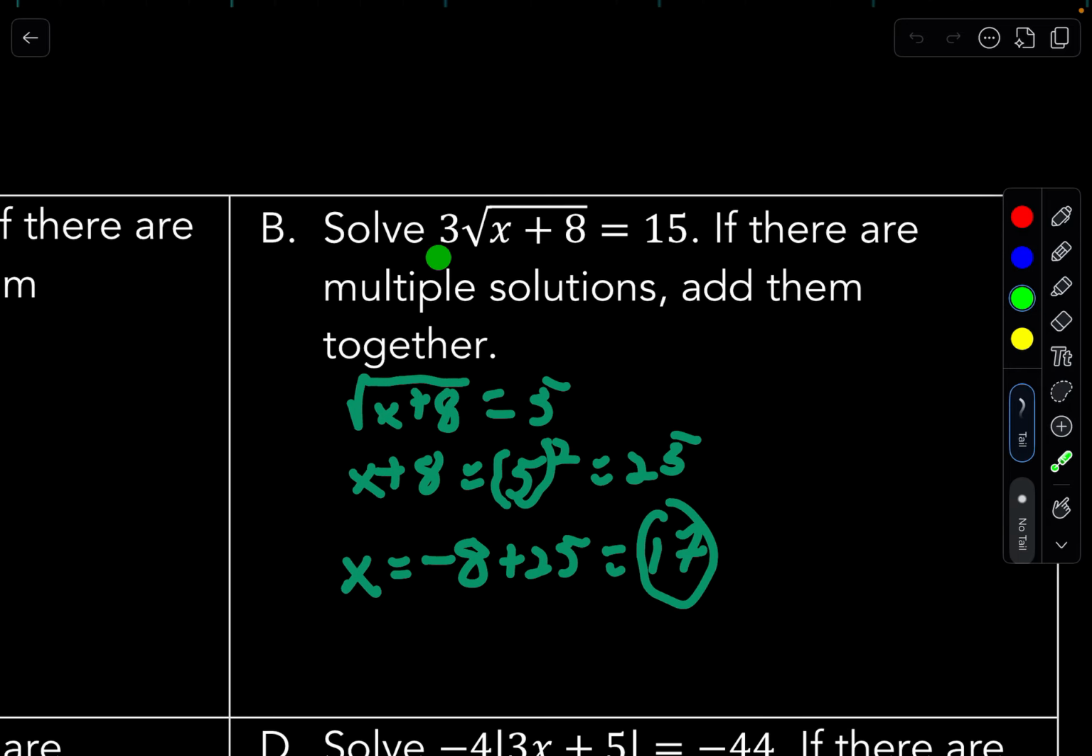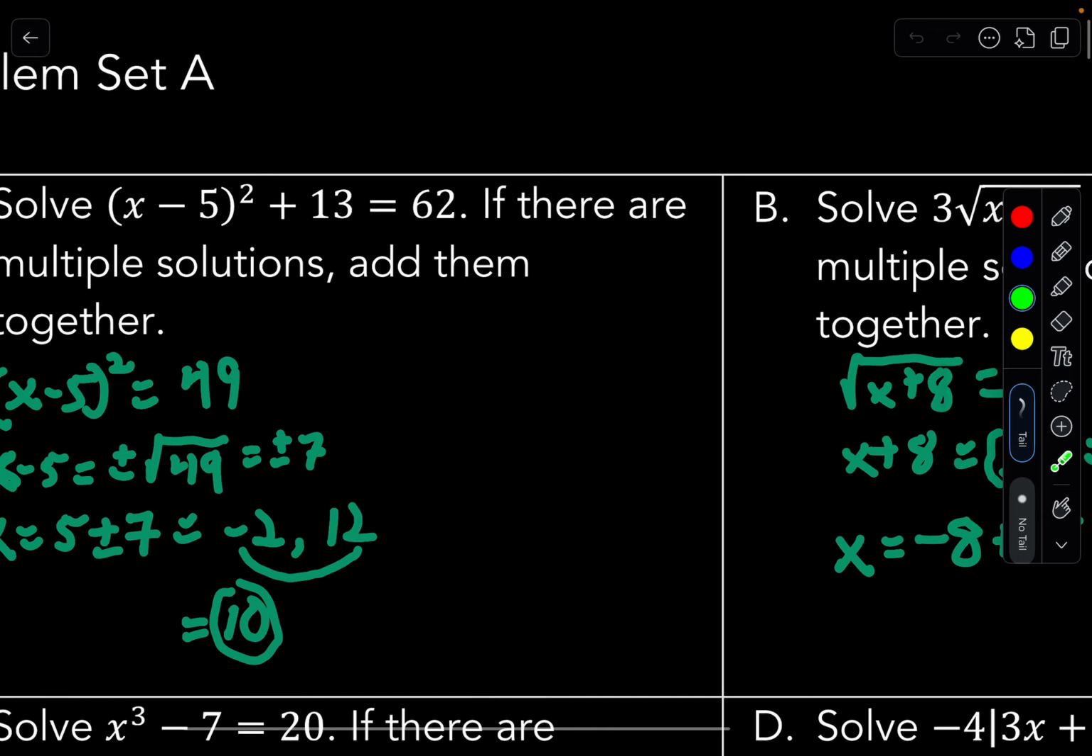We go on to the next problem, which is now this. It's a square root. So to solve this, we have to denude the square root. So we're going to divide both sides by 3. 15 divided by 3 is 5, and you have the square root of x plus 8 equals 5. Now to get rid of the square root, we have to square. So we square both sides. So now we have x plus 8 equals 5 squared equals 25. That tells us x equals negative 8 plus 25, which is 17.